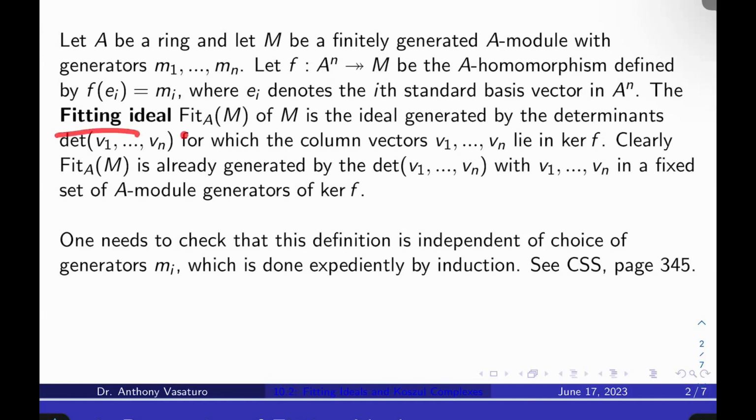The fitting ideal, Fit_A of M, is the ideal in A generated by the determinants det V1 through Vn. What are these matrices V1 through Vn? They're column vectors V1 through Vn that just live in the kernel of this F here, okay? Evidently, Fit_A M is already generated by the det V1 through Vn, where V1 through Vn are in a fixed set of A module generators for the kernel of F. So you don't need to take all the determinants of all the matrices of all column vectors in the kernel. You can just take a generating set, okay?